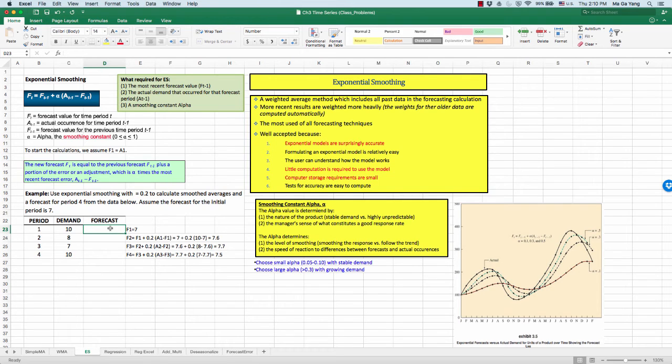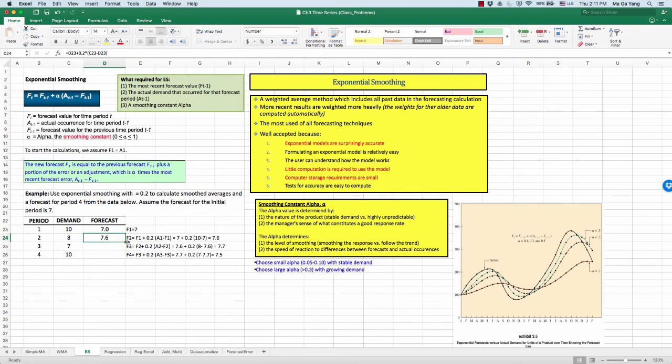So the initial value here is 7, and from the second week we use the formula. So forecast for period 1 plus alpha 0.2 times the forecast error, which is A1, actual demand in period 1, minus forecast F1. Okay, that's the way you set the formula.